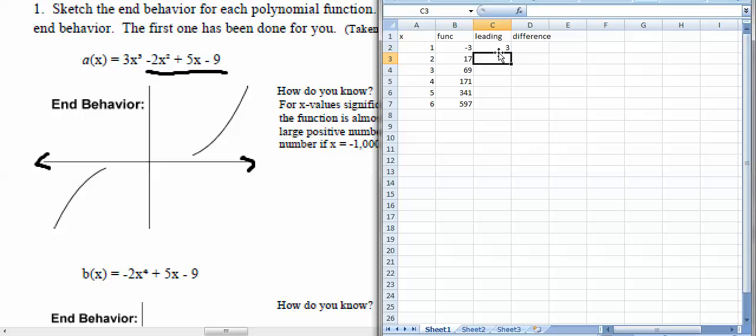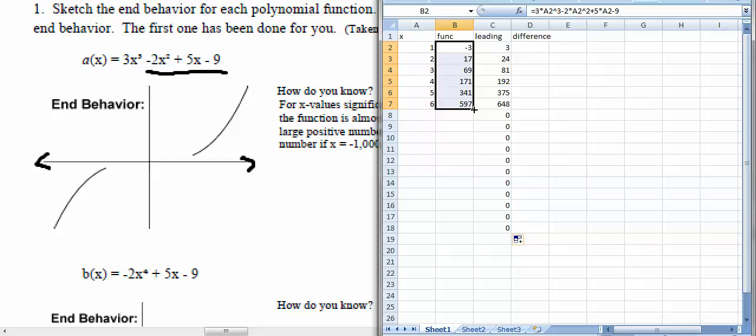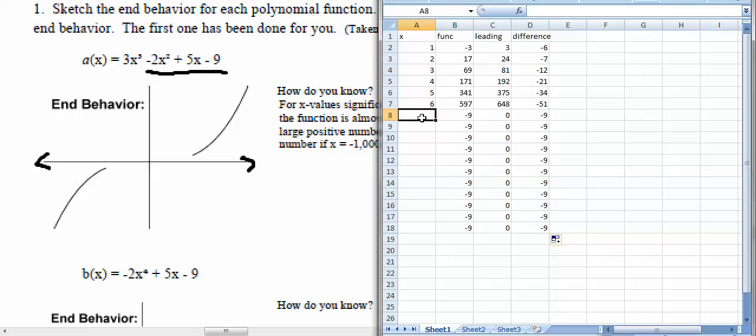Okay, good. I'll do a couple of these. Actually, I'll do a couple of all of them. And the difference will be this number minus that number. Okay, let's do this. All right. So let's see. Let's try a few of these things.